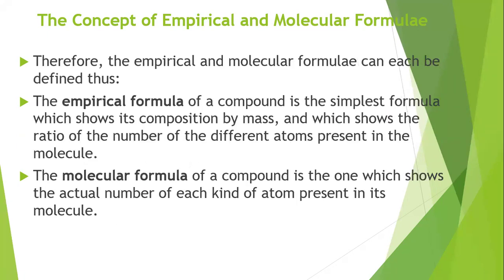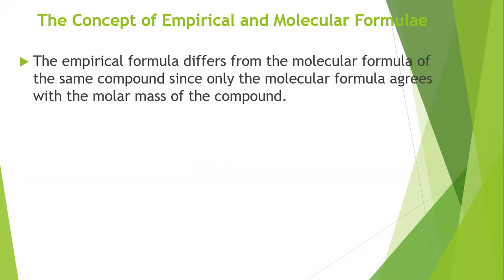Therefore, the empirical and the molecular formula can be easily defined as follows: the empirical formula of the compound is the simplest formula which shows its composition by mass and the ratio of the number of the different atoms present in the molecule, while the molecular formula of the compound is the one which shows the actual number of each of the atoms present in its molecule. I hope it's clear. Moving on.